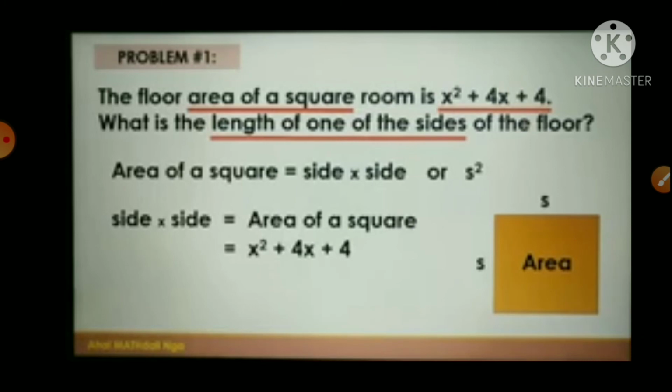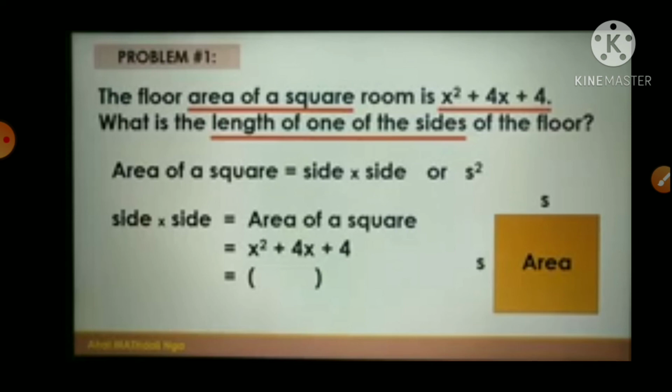If the area of a square is obtained by multiplying the two sides, then we can obtain the length of the sides of the square by finding the factors of the given area. Let's find the factors of x squared plus 4x plus 4. To find the factors of a perfect square trinomial, we need to take the square roots of the first and last terms.